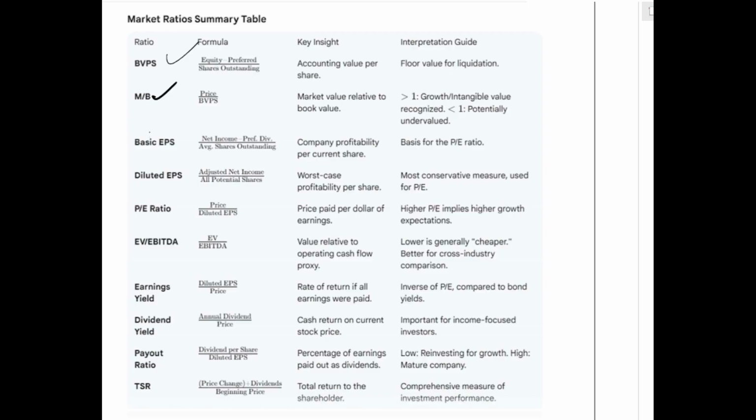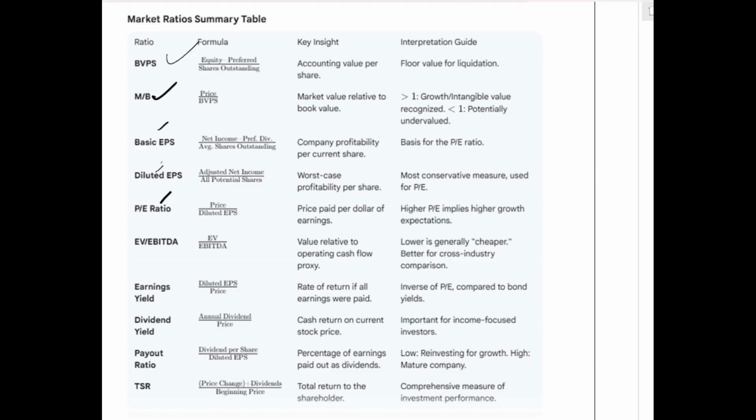Then the basic earning per share. Basic earning per share means how much a company is earning per basic share, and diluted earning per share is again how much a company is earning per share. Here, when we calculate the total number of outstanding shares in the diluted earning per share, it considers the potential dilution as well. Then the PE ratio. The PE ratio compares the market price per share with the earning per share.